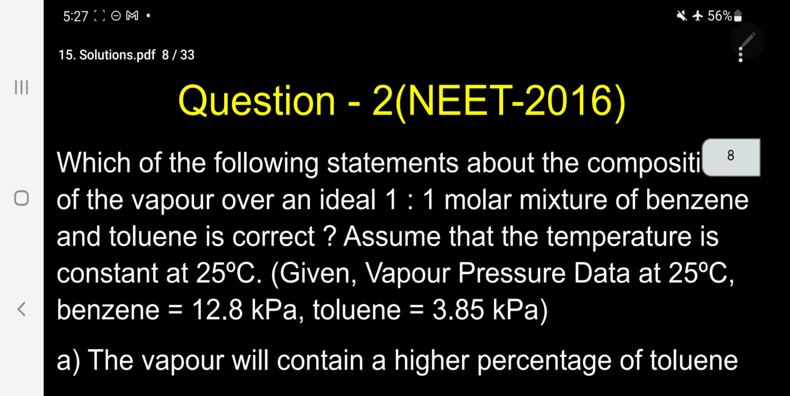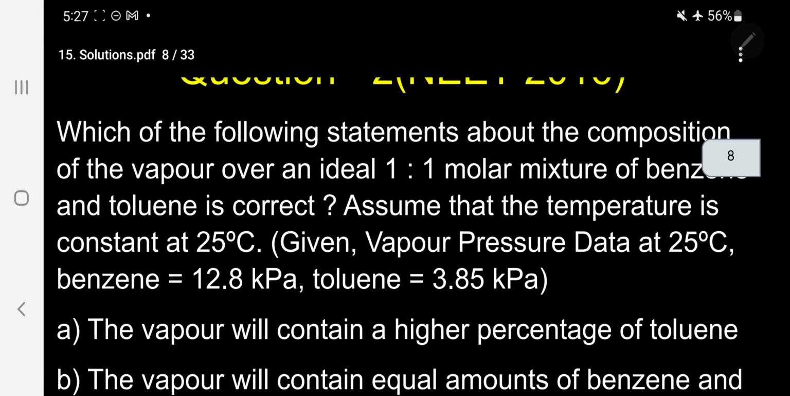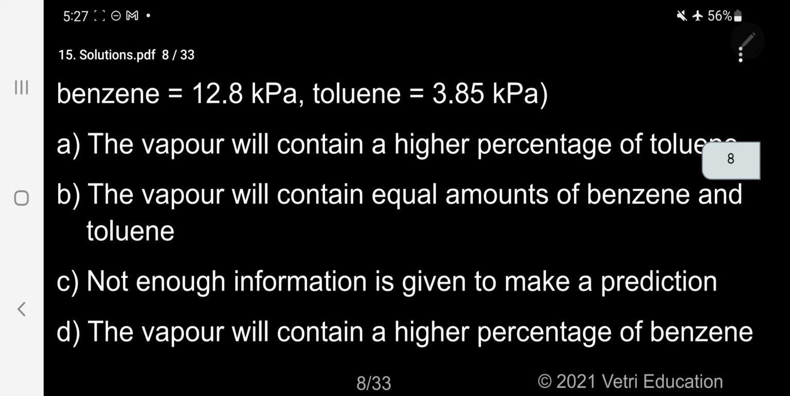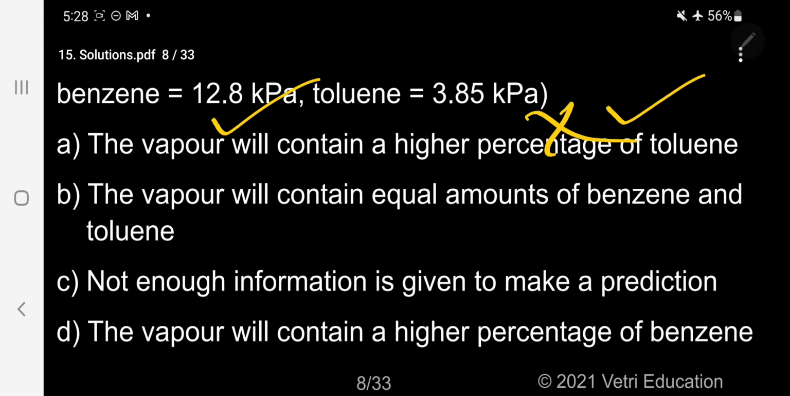The question is, which of the following statements about the composition of vapor over an ideal mixture is correct? You keep it in mind, which is correct. The vapor will contain a higher percentage of toluene. This is wrong because the boiling point of toluene is 110, as I told you already. So 110 means vapor pressure will be very, very low. So this is wrong. The vapor will contain equal amounts of benzene and toluene. No, this is also wrong.